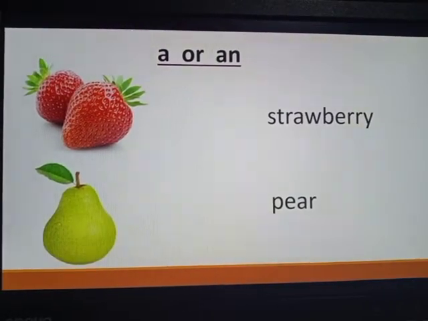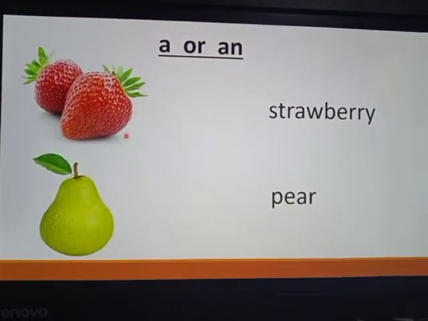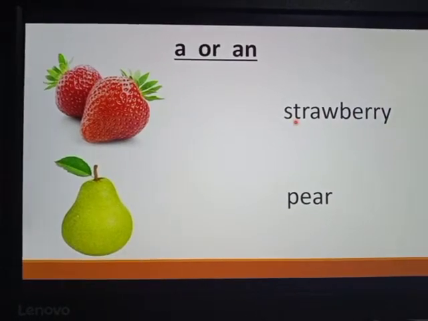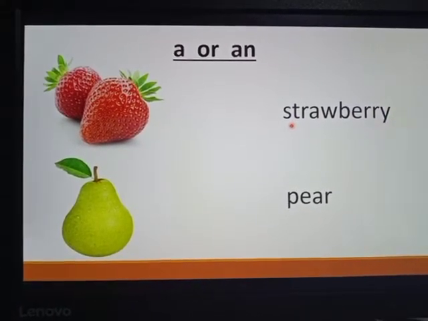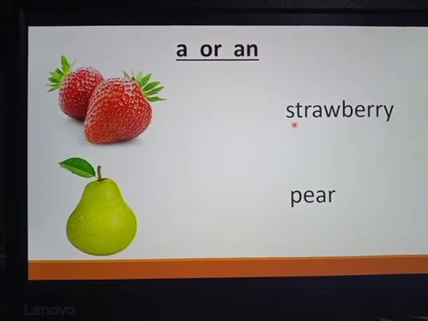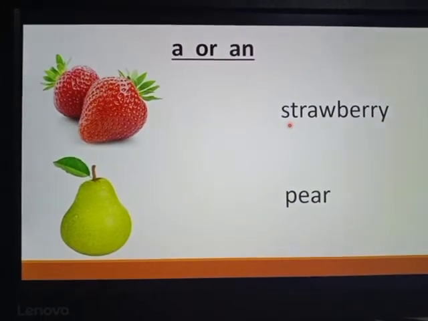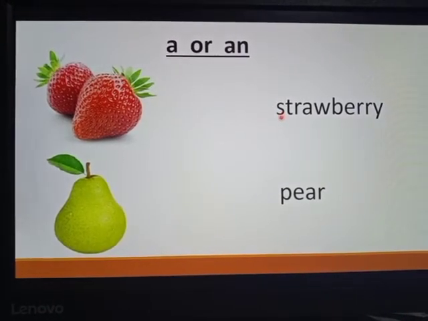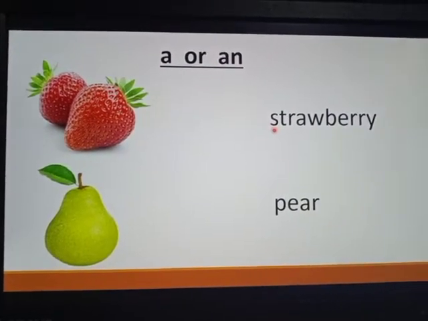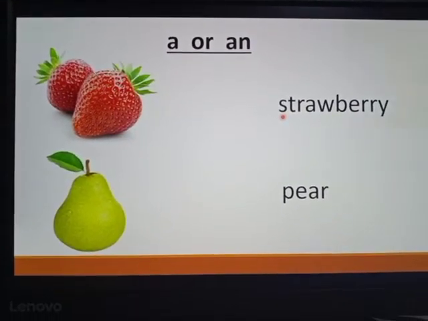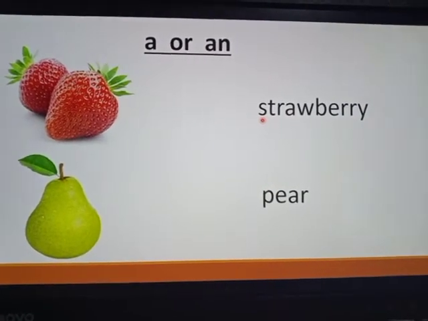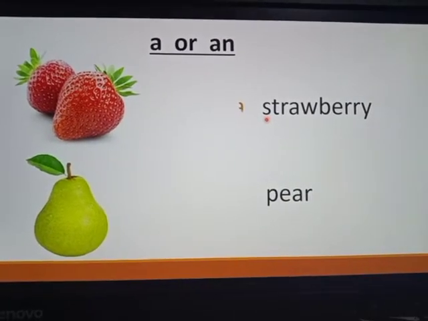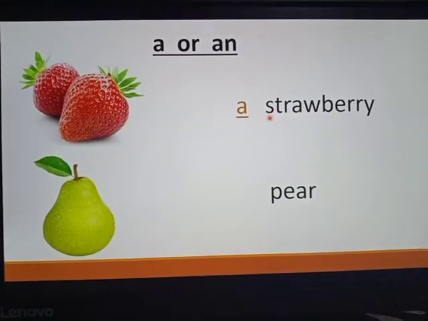Now tell me, what are you seeing in the first picture? Correct, it's a strawberry. So, what is the spelling of the strawberry? Strawberry. So now tell me, what is the starting letter of this word? Correct. S. So S is a vowel or consonant? Correct. It's a consonant. So we use a before words that begin with consonant sounds. So how will you read it? A strawberry. What is the answer? A.